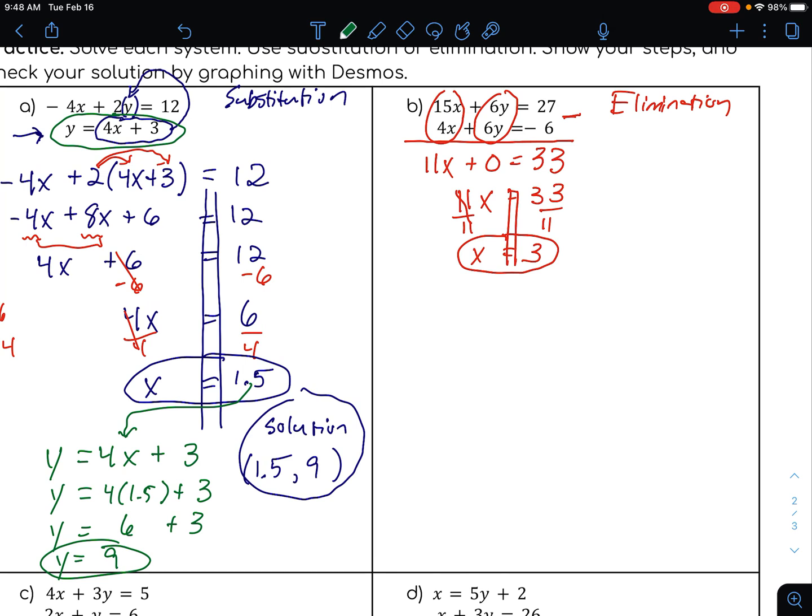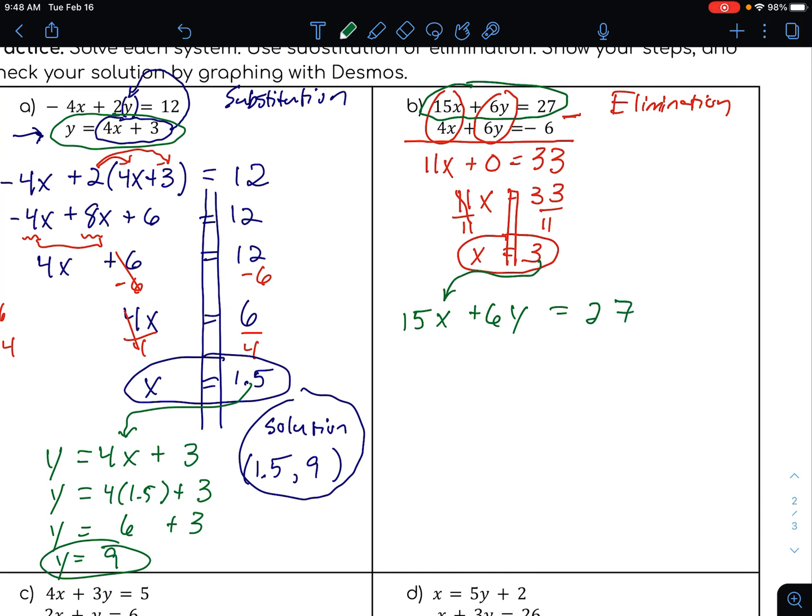But once again, that's only half of the solution. So now we've got to plug it back into one of the equations and solve for the y. You can plug it back into either equation. It's really whichever one you think is easier. I generally like the ones that are more positive. So I'm going to choose that first one, even though it's got slightly bigger numbers. So the 15x plus 6y equals 27.